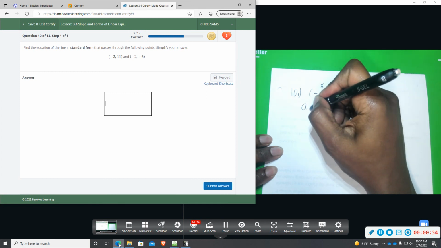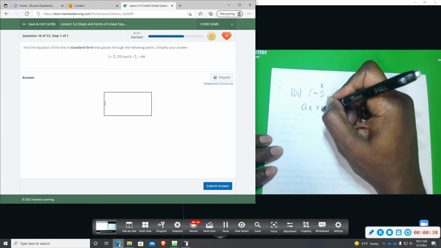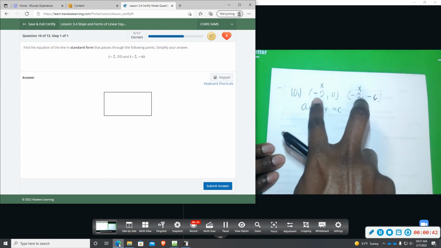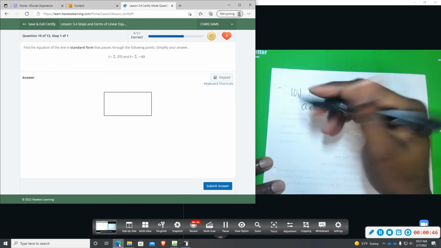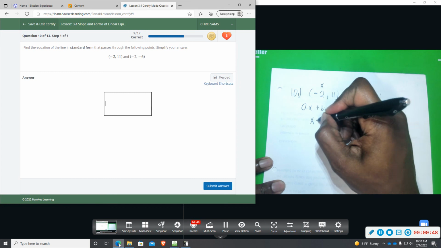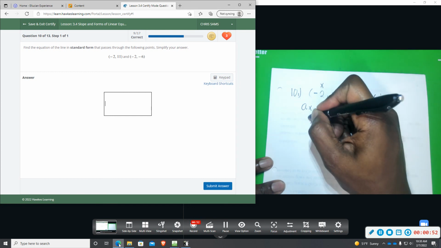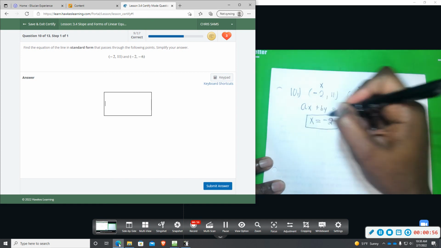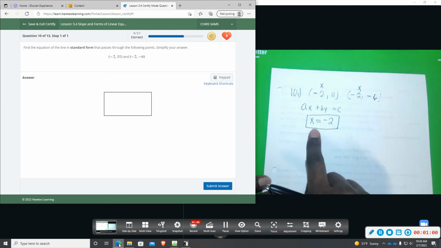Standard form looks like this traditionally: ax plus by equals c. However, since we know the x values are the same, we're going to have a vertical line equation. It's going to be x equals -2, and this is, for all intents and purposes, in the form that we need it to be in. It's in slope-intercept form, it's in standard form, because that's all we have.